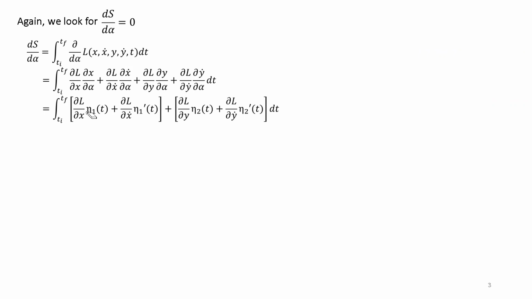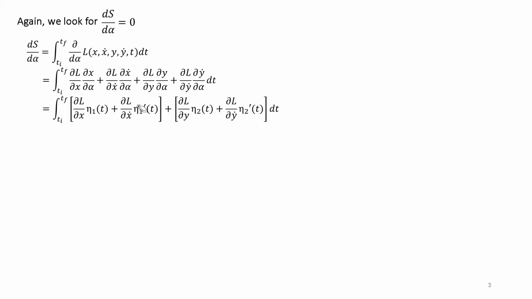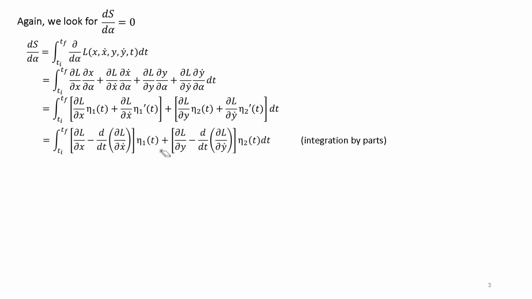So you have these two terms with this eta 1. Eta 1 is the variation for x, and this eta 2 is the variation for y now. So then I have these two terms over here. And remember the next step is to do integration by parts again. This step is also exactly the same as what you have learned in chapter 1. So up to this, you should be familiar already.